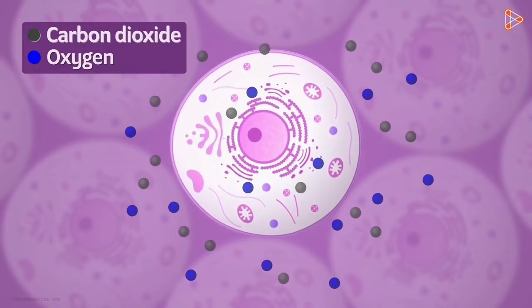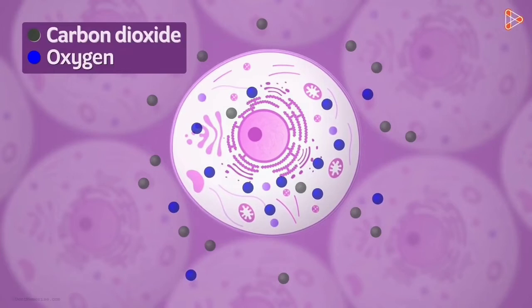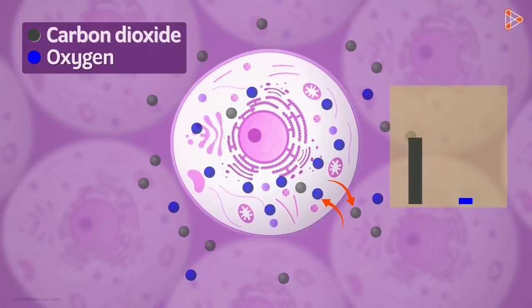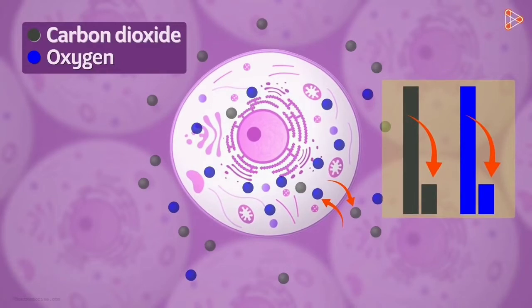Now, there is very little oxygen left inside the cell after cellular respiration. So, the oxygen from outside the cell moves into the cell through the plasma membrane. It means carbon dioxide moves out and oxygen moves in. Both gases move from their area of higher concentration to the area of lower concentration. And this process of diffusion does not require any energy.